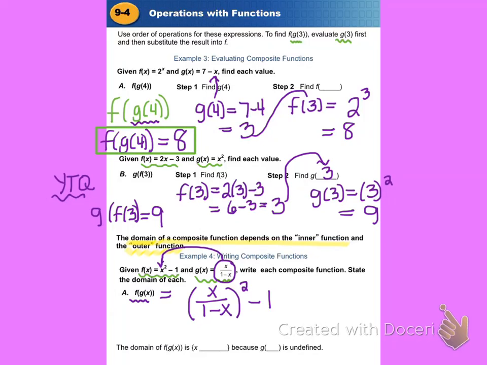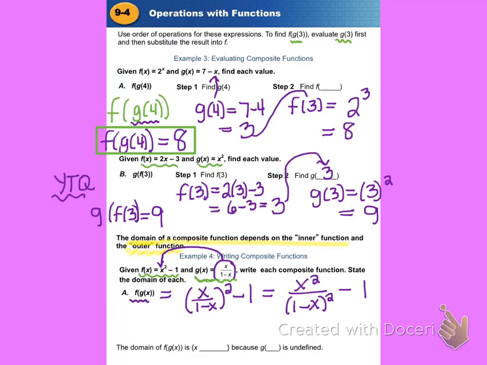But we need to simplify this. Well, I'd have to start off with the squared. So I have that quantity being squared, which means I could square the numerator and make that x squared, and I could square the denominator, which makes that 1 minus x squared minus 1.